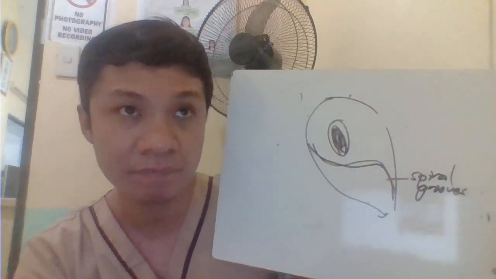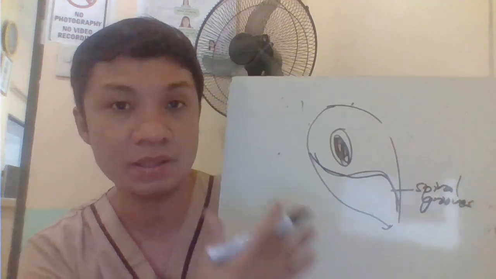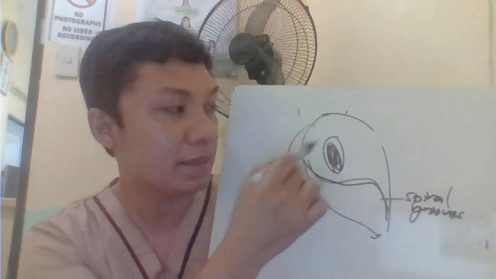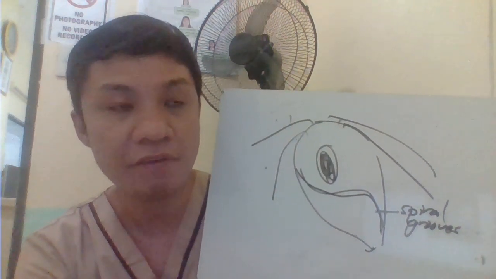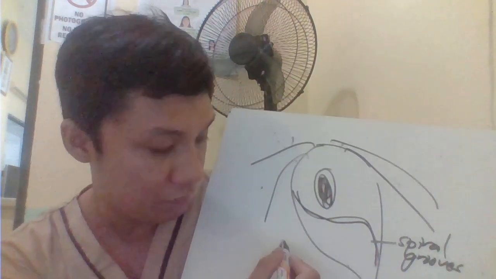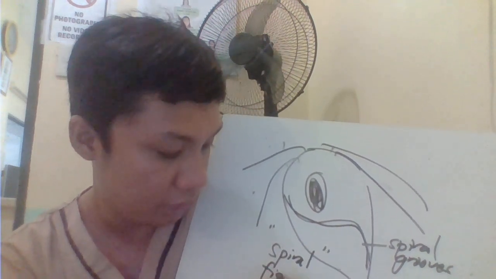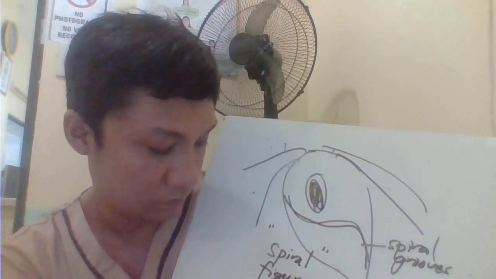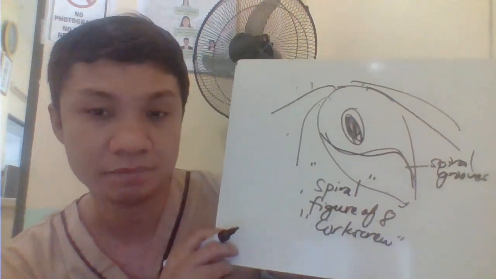Hindi siya katulad ng axoneme or axostyle in Giardia lamblia, which divides the body into equal parts. The spiral grooves divide the body into unequal parts. Then lahat dito, ang kanyang flagella is all in the anterior. There are 4 flagella, all in anterior. In terms of motility, this is capable of spiral, figure of 8, corkscrew motility.